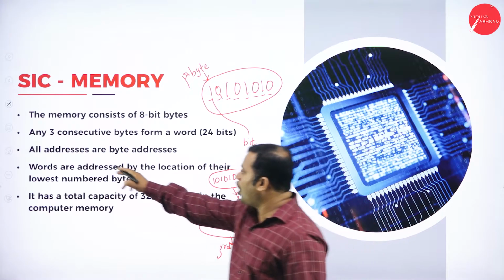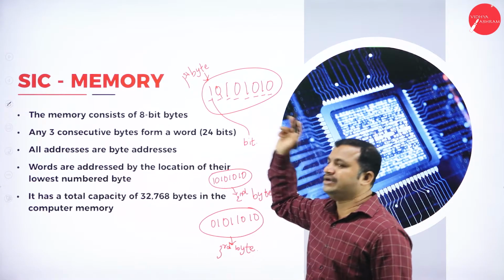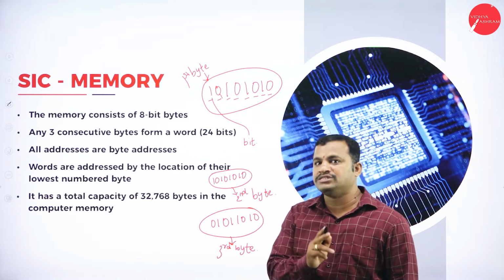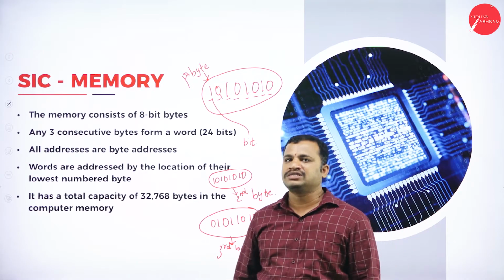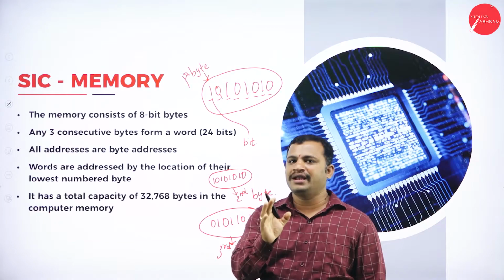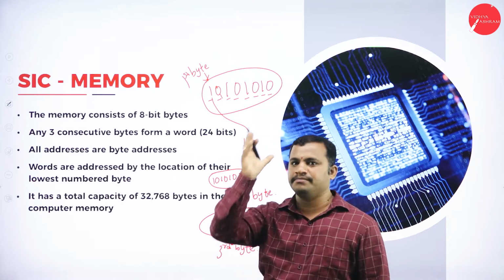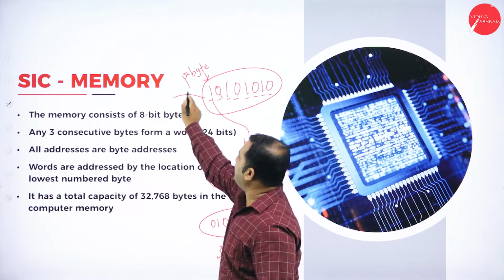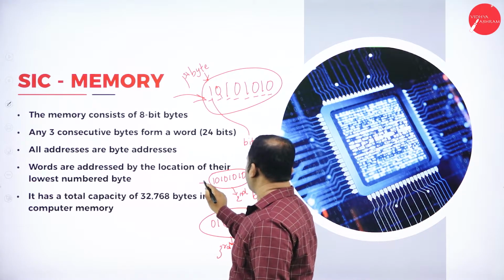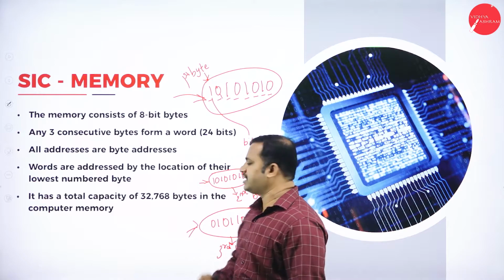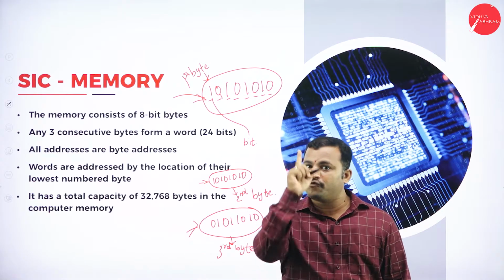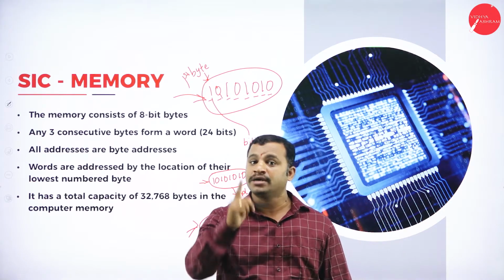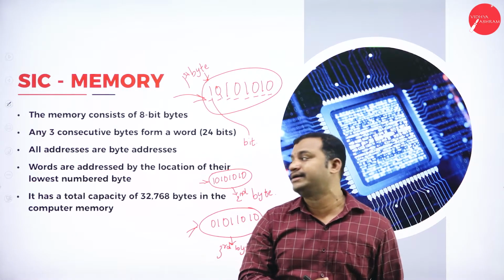That is, all addresses are byte addresses. That means, if I want to access any memory location, I can access 8 bits at a time. This first byte at one time, this second byte at another time, third byte at a third time. That means we can access only 1 byte at a time. That is called byte addressable format.